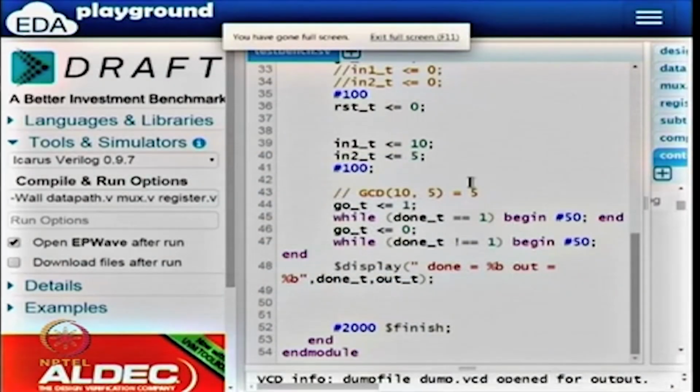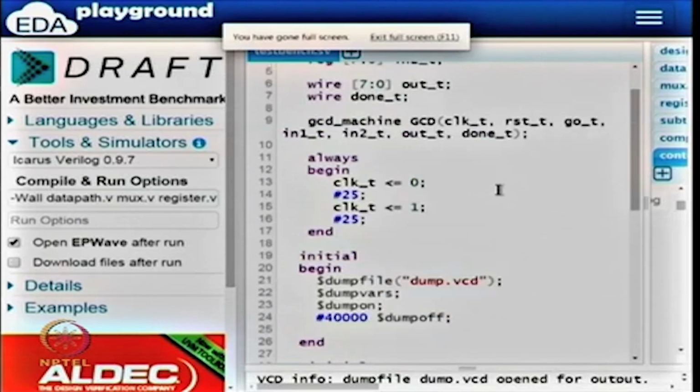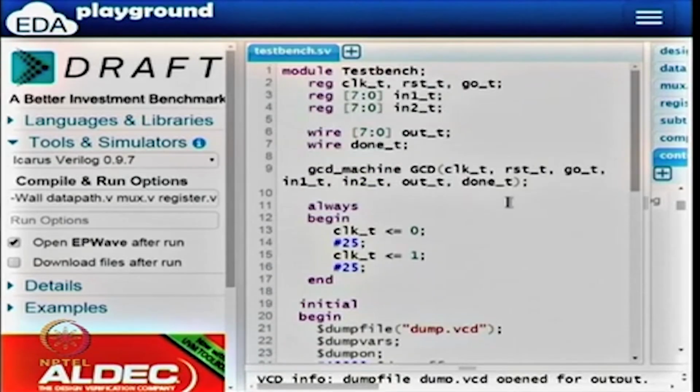The test bench, the test harness, is relatively simple to write. The test bench has clock, reset and go, which are supposed to be given as inputs to the machine that I designed, and it has 2 inputs which are supposed to be locally generated within the test bench. There is an output that is supposed to be coming out, and there is also a done signal coming out from the GCD machine itself. So the GCD machine has clock, reset, go, input 1, input 2, which are all going in, and output and done which are coming out.